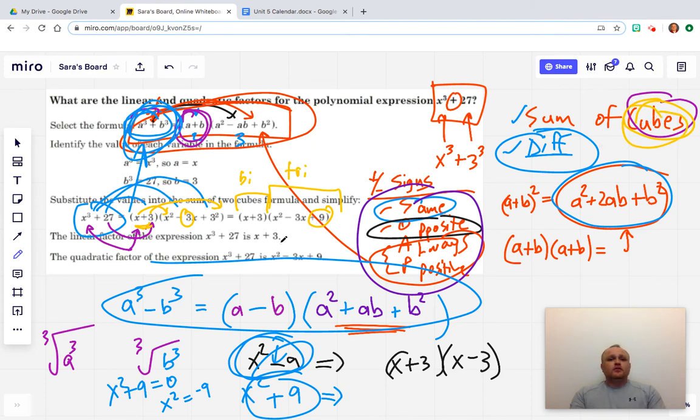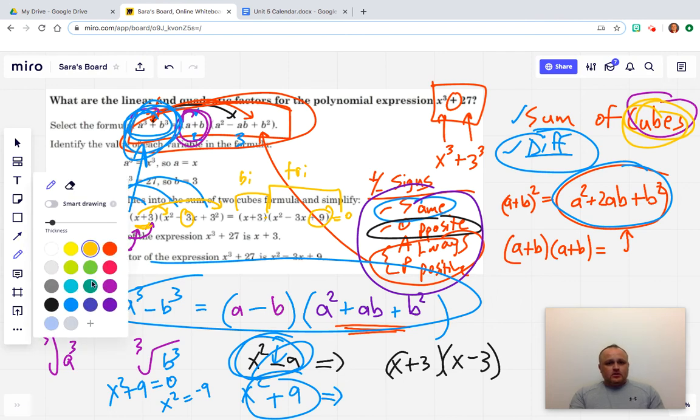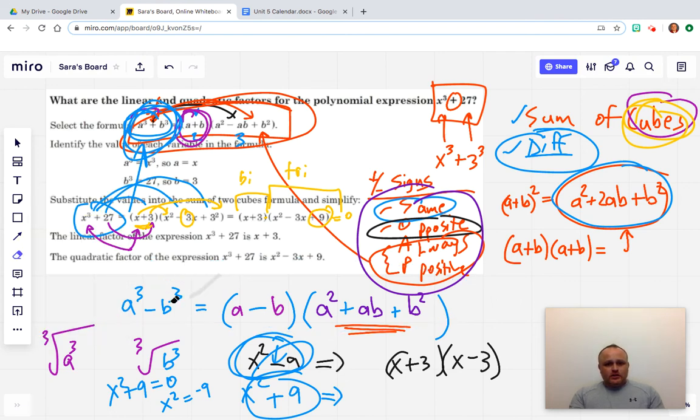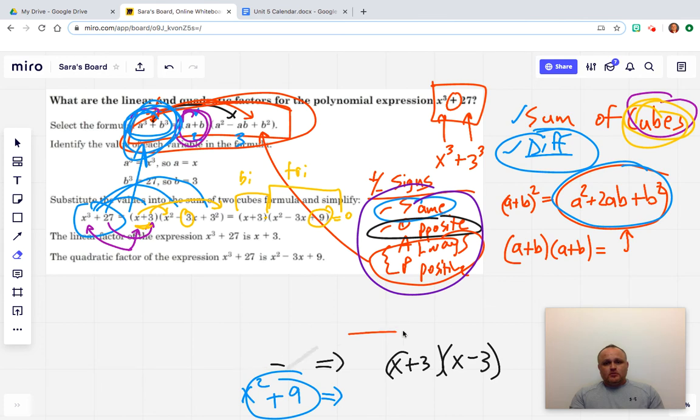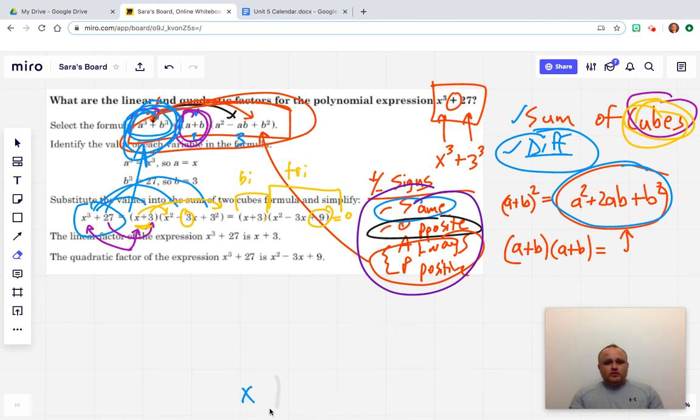From here, we could set this equal to 0, so that x is equal to negative 3. Now, I know it didn't ask us to solve it out fully. It just wanted us to figure out the quadratic factor and the linear factor. But no worries, we're going to be doing this anyway, so might as well give this an example by showing you the work. So we have x plus 3 as one of the factors. Let me go ahead and write that out. X plus 3.